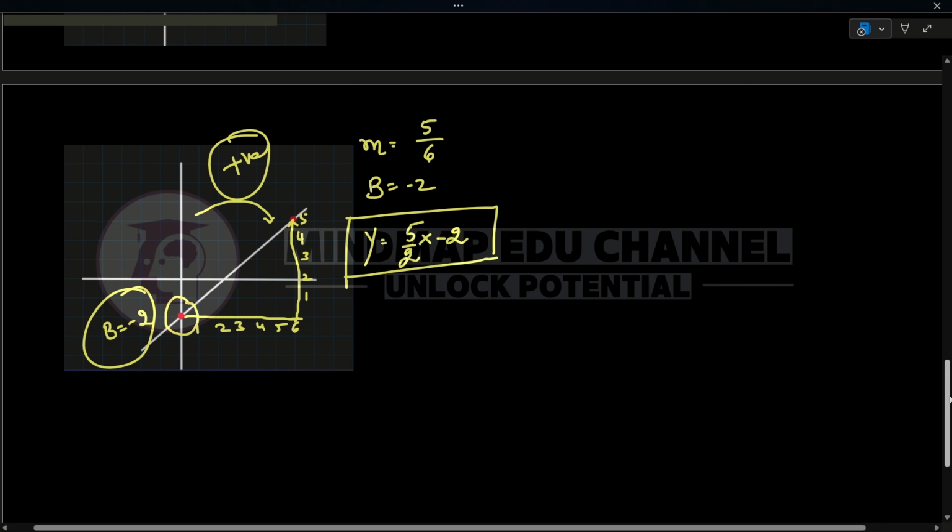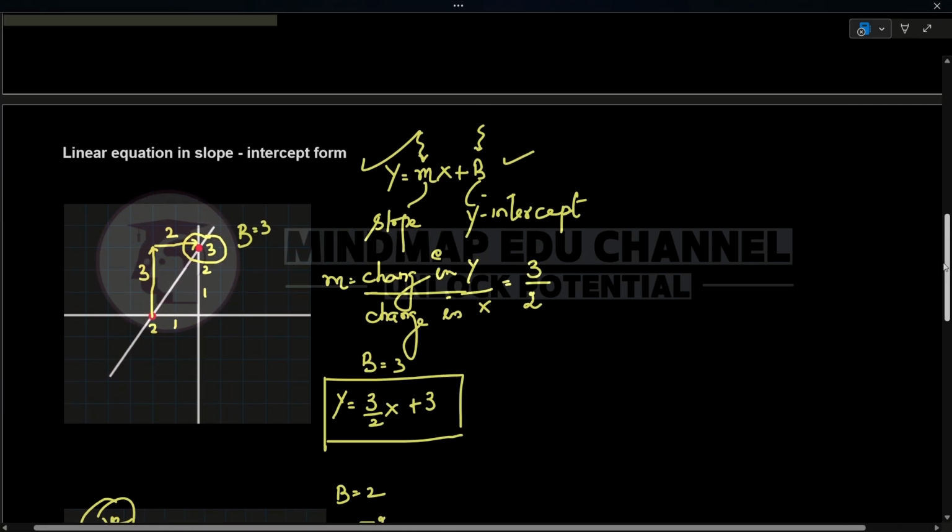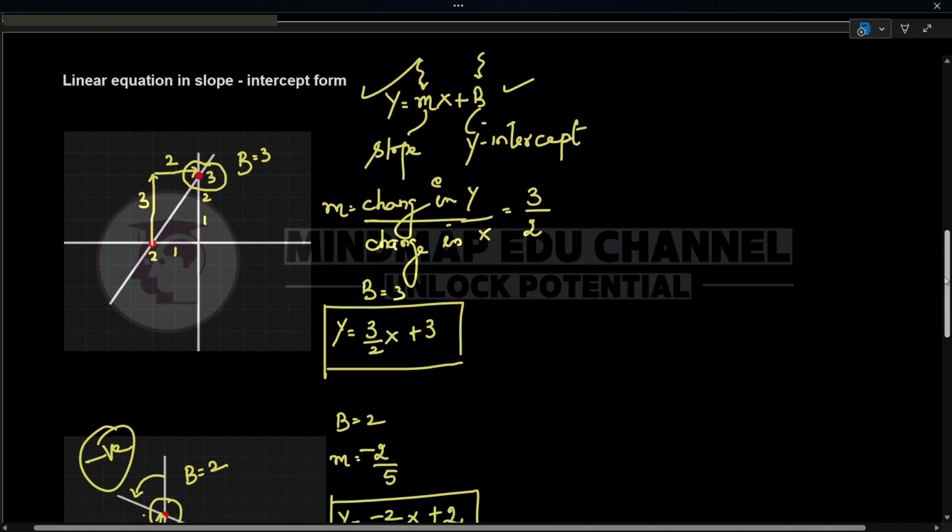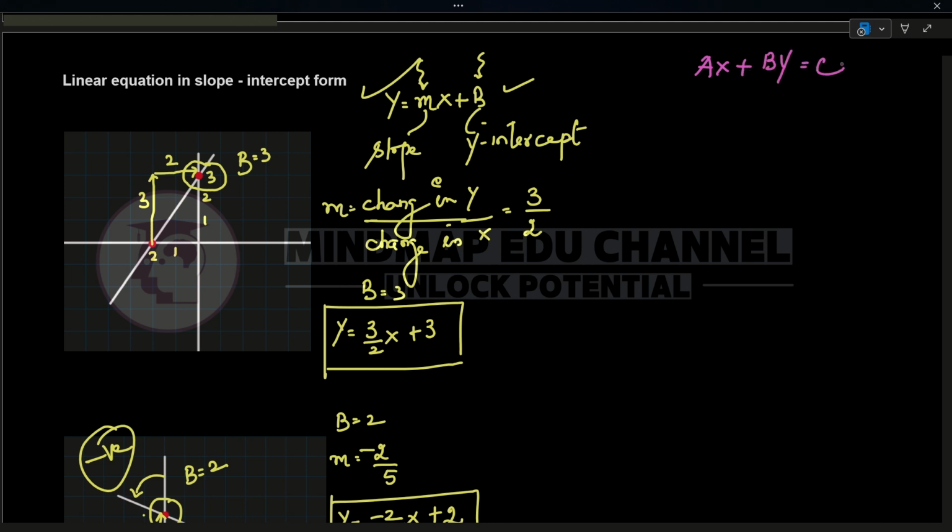Clear? Okay. Now let's learn how to convert the slope-intercept form into standard form. So standard form, what's the general form of the equation in standard form? That is ax plus by is equal to c. Now let's see here, we will take this as an example, that is y is equal to 3 over 2x plus 3.